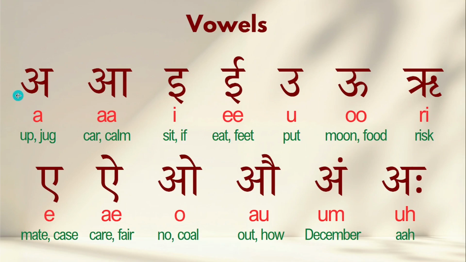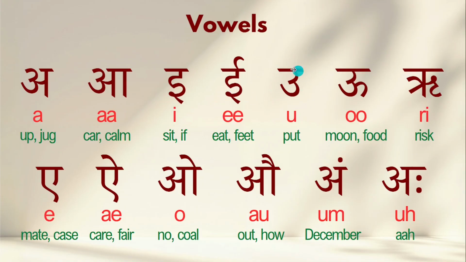So as in up, jug, urn, umbrella. That's a short sound. Then comes the long a, so that's car, calm, master. Then the short e, that'll be like sit, if, inch, ink, sink. Then this is the long e. So that will be eat, feet, deed, meet, seat.